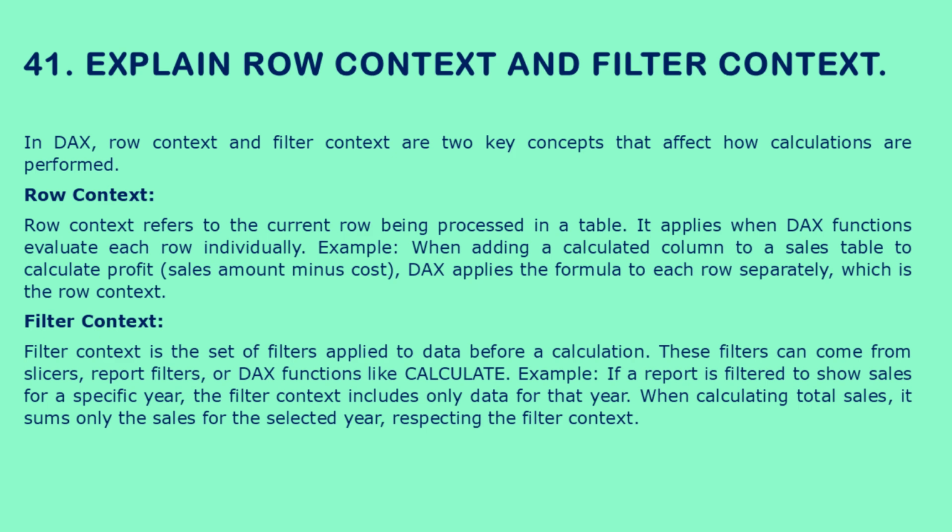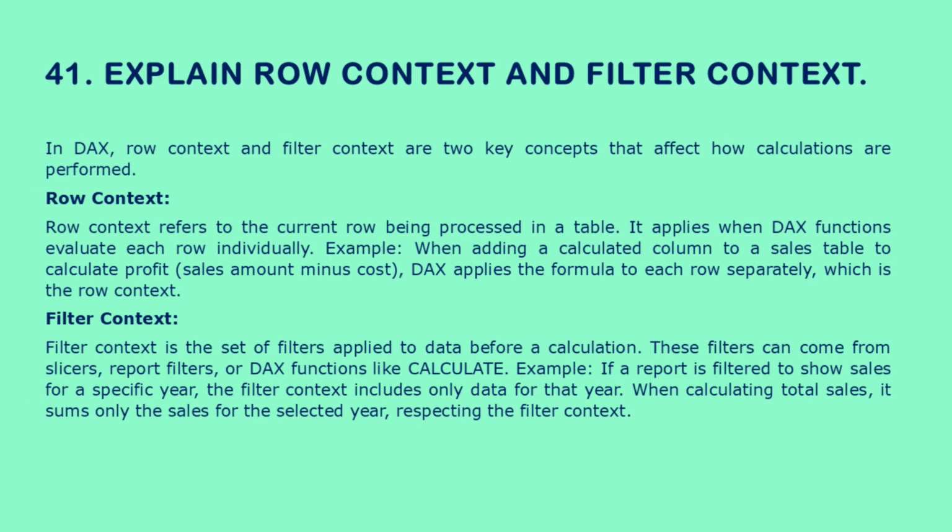Filter context. Filter context is the set of filters applied to data before a calculation. These filters can come from slicers, report filters, or DAX functions like calculate. Example, if a report is filtered to show sales for a specific year, the filter context includes only data for that year. When calculating total sales, it sums only the sales for the selected year, respecting the filter context.